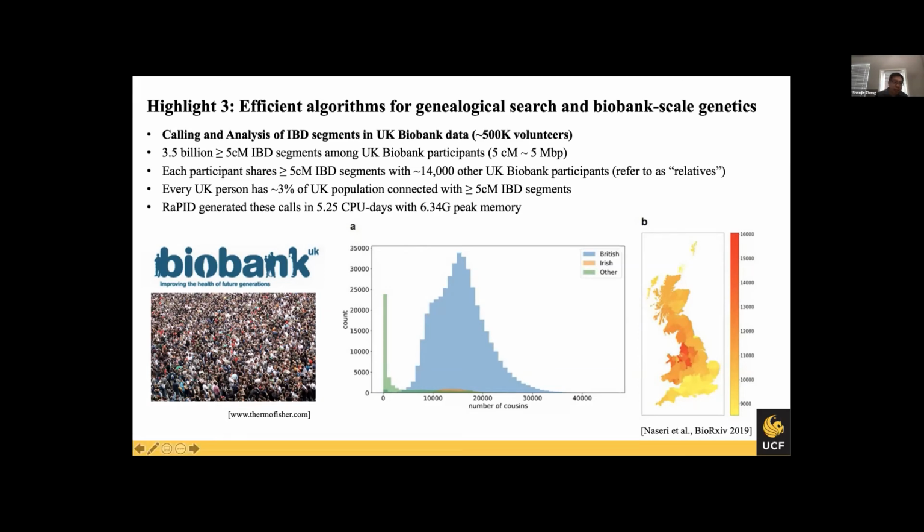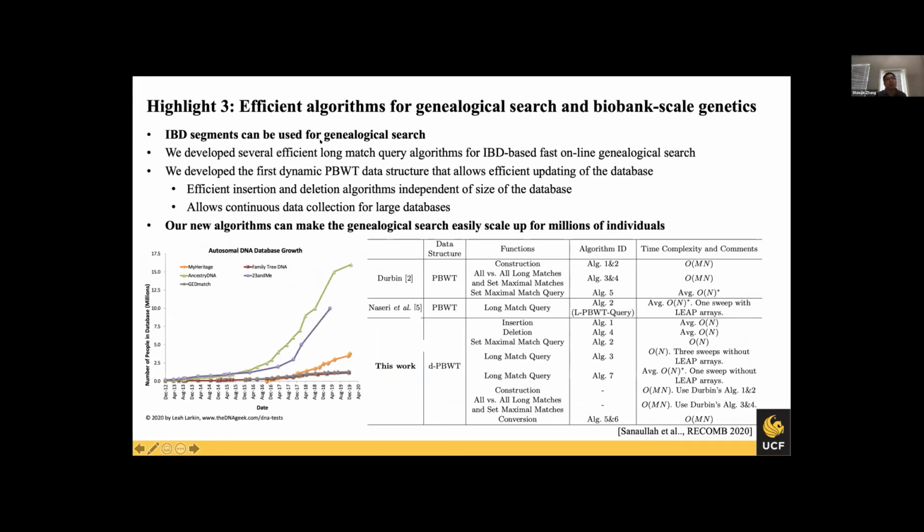IBD can also be used for genealogical search. Many DTC companies offer genealogical search to their customers. Right now, there are more than 30 million customers who have already gotten their data for family and relative matching. For this direction, we have developed several efficient long match query algorithms that can enable IBD-based fast online genealogy search.